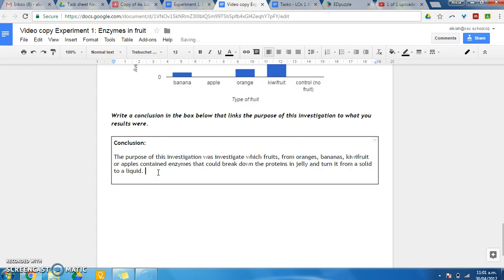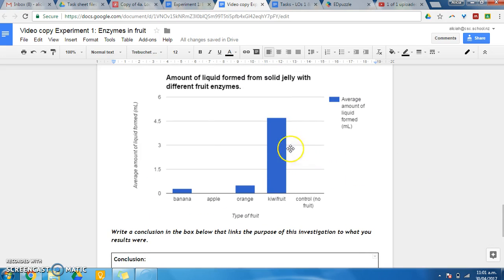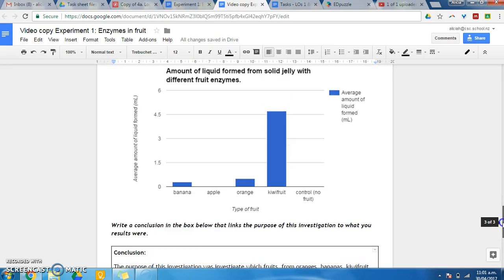Okay, so we've resaid what our purpose was. Now we're going to look at our graph to look at some results. So our graph shows us the amount of liquid formed from different enzymes and fruits. As we can see, the kiwi fruit made the most liquid. So that means that for the kiwi fruit, it had some enzymes that were breaking down the protein in the jelly the most compared to the control, which had no fruit, so we'd expect that, compared to the apple, which also had no reaction. The orange and banana had a little reaction, but not as much. So we'll say that the kiwi fruit had the most enzymes in it to break down the protein.